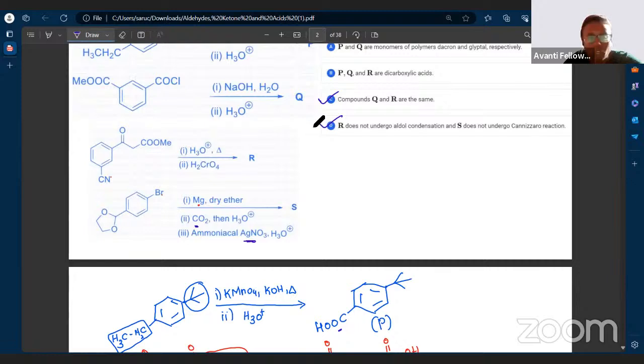Okay, so with this question, what you have to do is use the reagent, find out the product, and look over the statements. Okay, clear with this question, everyone? Clear with this question? Shall I move to the next question? Yes. So moving to the next question.